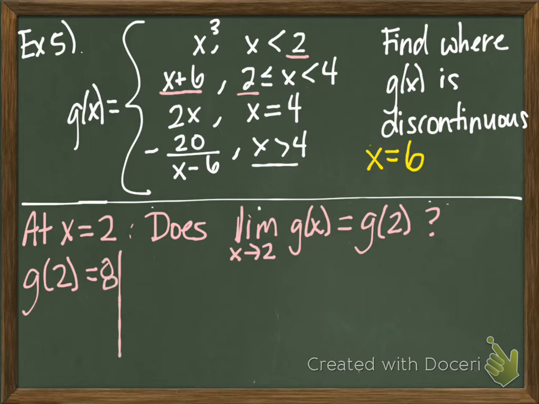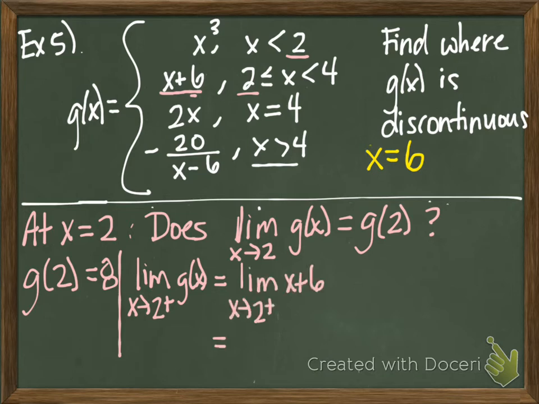But now we also need to check the limit. So let's look from the left and the right. We'll do the limit as x approaches 2 from the right. In that case, when we're coming in from the right, we'll have numbers that are bigger than 2, so we're going to be, again, on the second function, x plus 6. And so that limit is also going to give us 8.